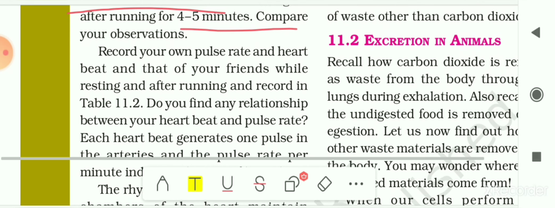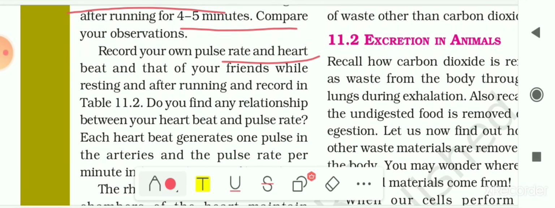You can also record your own pulse rate. How to record the pulse rate, we have already seen. So you have to record your pulse rate and heartbeat, and those of your friends also, while resting and after running, and then record them in the table 11.2. Now let us see one example of this heartbeat and pulse rate and the relation between these two.